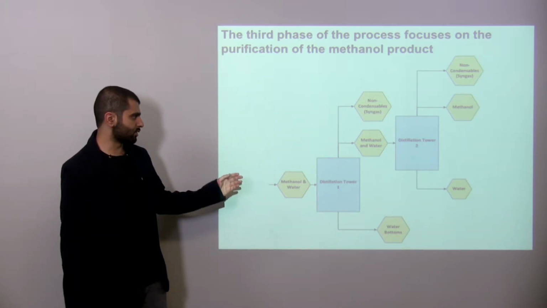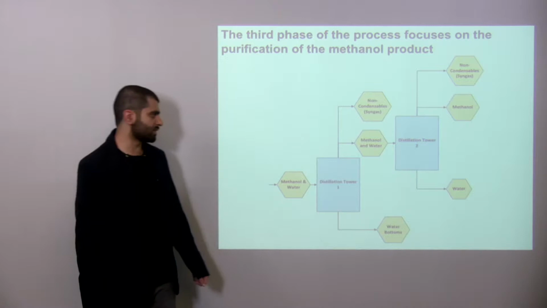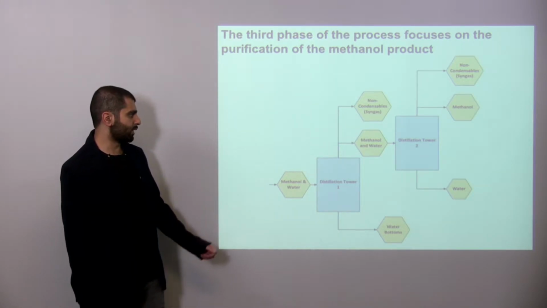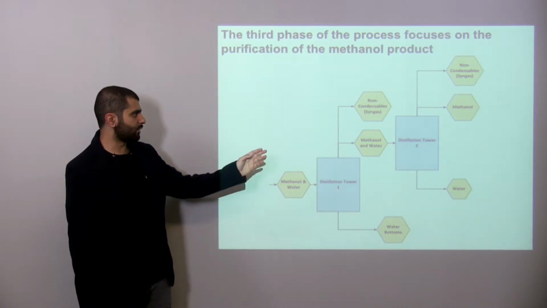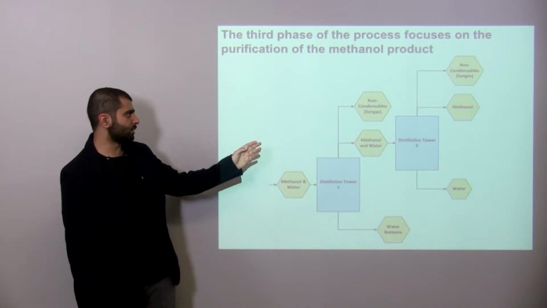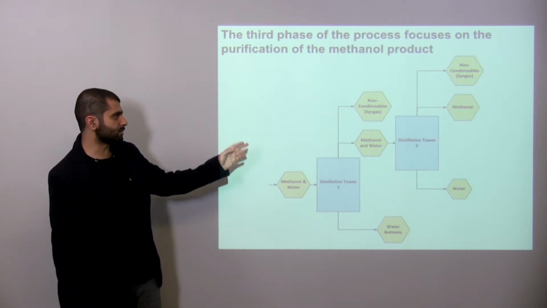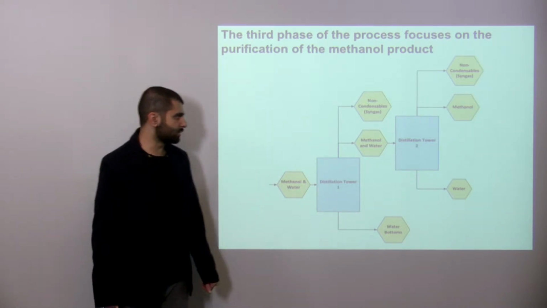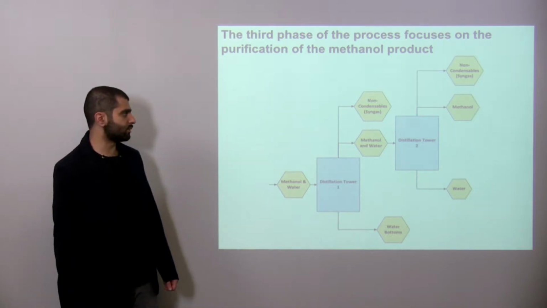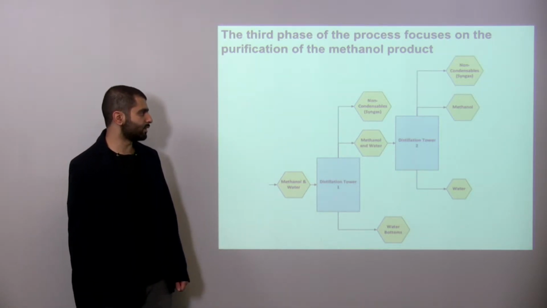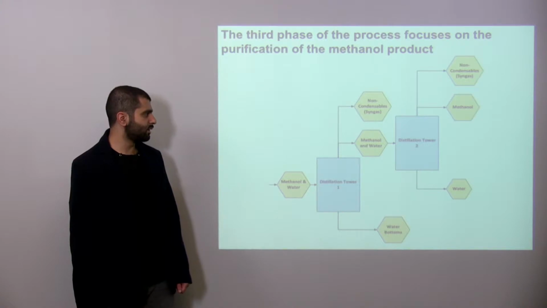Methanol and water are then sent to a second distillation tower that works in a similar fashion to the previous one, and then we'll end up with water at the bottoms, methanol at the tops, and also a little bit of non-condensables. The methanol purity determined at the end of the process was more than 99.85%, which meets the spec.